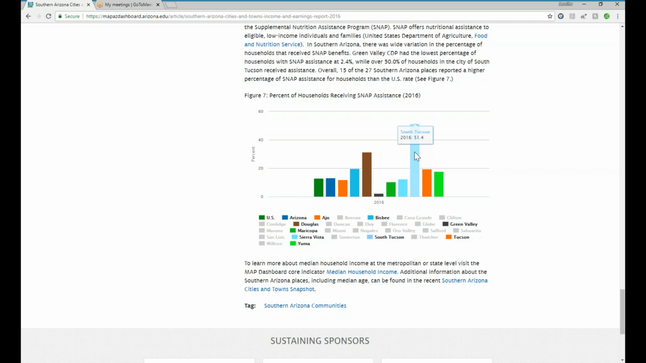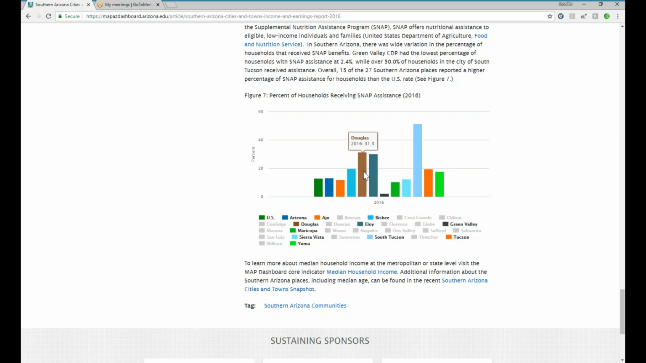Similarly, we see that same thing for Ely, let's see. We have a couple of other really high geographies here, like Ely, not Duncan, but Ely, with a high SNAP assistance rate, and Douglas with a high SNAP assistance rate, which also have some of the highest poverty rates in the Southern Arizona communities. And you can find that poverty rate on that Southern Arizona snapshot that we looked at.